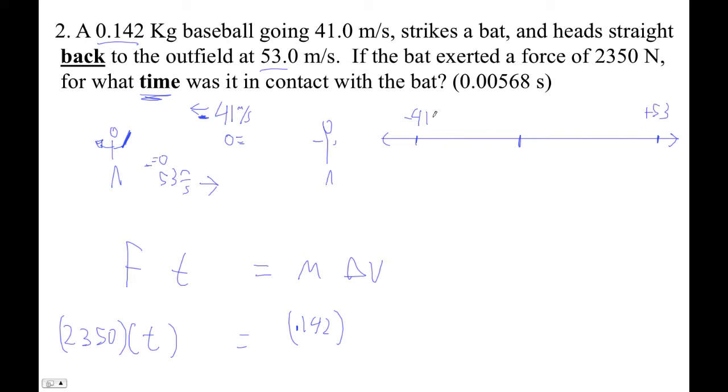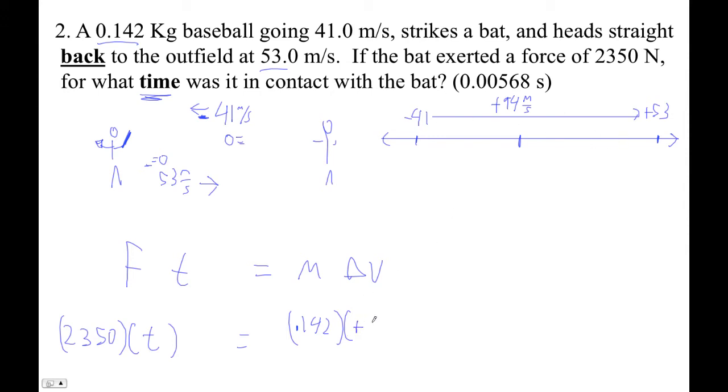Convince yourself that this change here is quite large. That change there is plus 94 meters per second. It's a huge change when it changes direction. This is why, of course, the ball that bounced off the block was better at knocking it down, because it was a bigger change in velocity than just stopping. It's a bigger change to stop and turn around and go the other way.